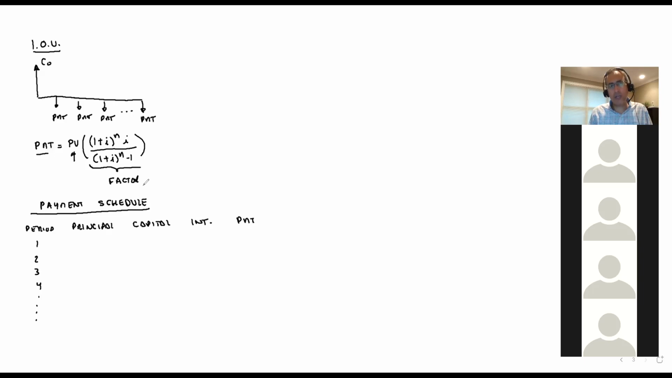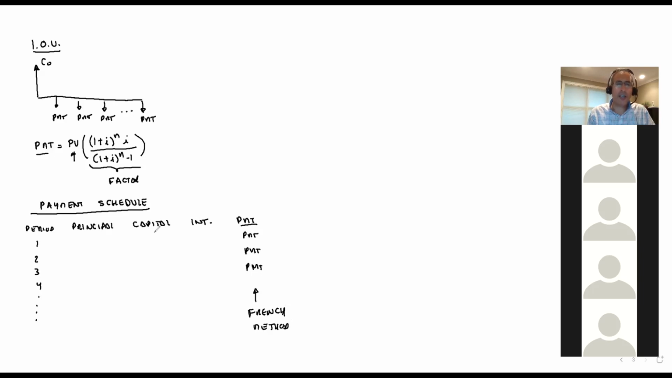So for this particular case, guys, when the payment is always the same, this method is called the French method. Today or next class, we're going to learn about the American method.